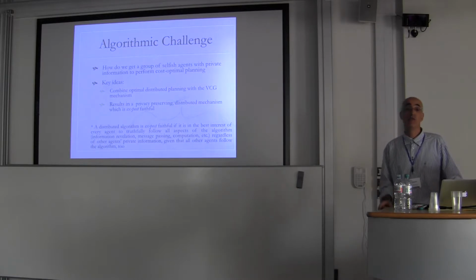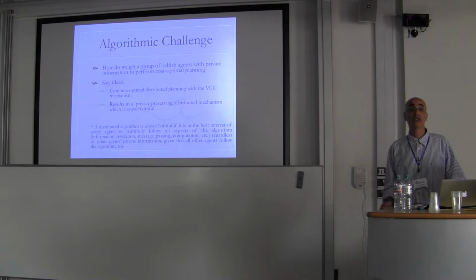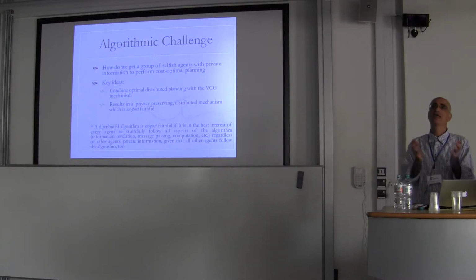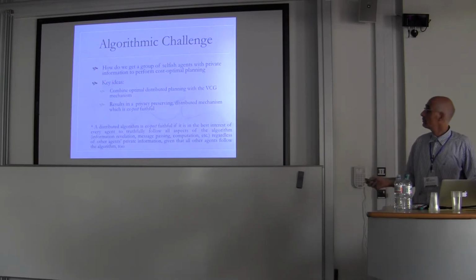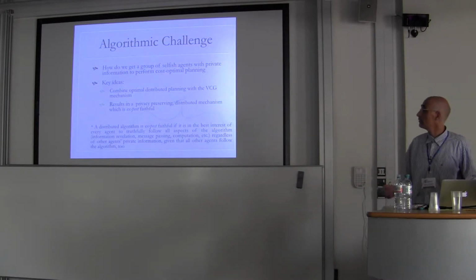They have private information, like in the example we've seen, their own private actions, and also the cost of their actions. We want to get them to perform together. Let's first look at the problem. We're trying to get them to do a cost optimal plan. And the key idea here is to combine distributed planning with ideas from game theory.